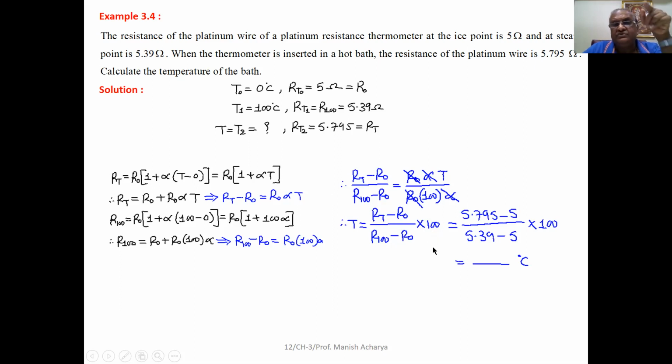Now substitute the values. R at the temperature of the hot bath is given to you, 5.795. Then resistance at 0 degrees Celsius is 5 ohm. Then resistance at 100 degrees Celsius is 5.39. Again, R0, 5, into 100 as it is. Now simplify this one. You will get the temperature of the hot bath. Clear to all of you? Now next topic, that is electrical energy power.